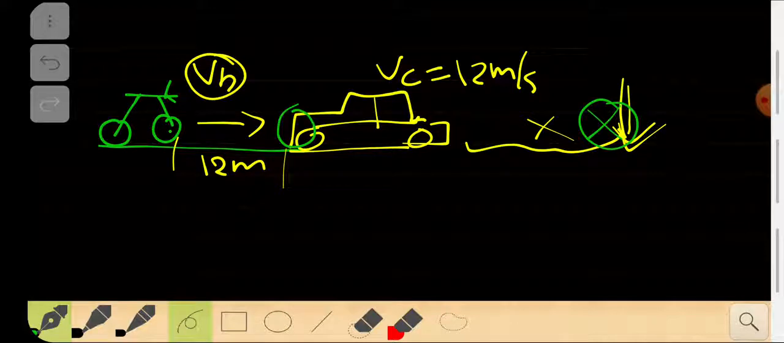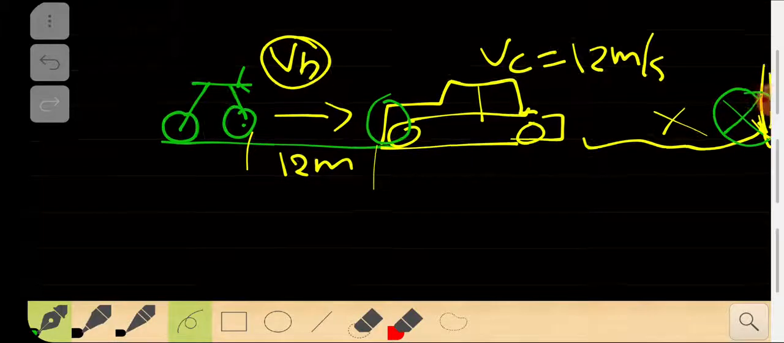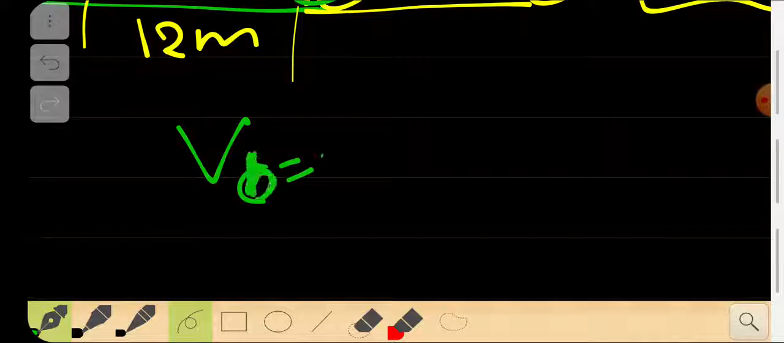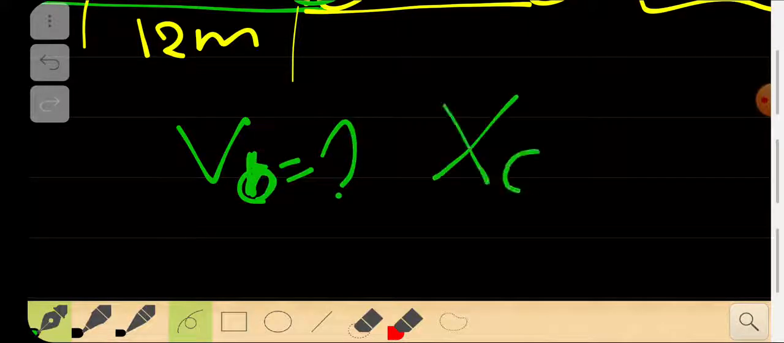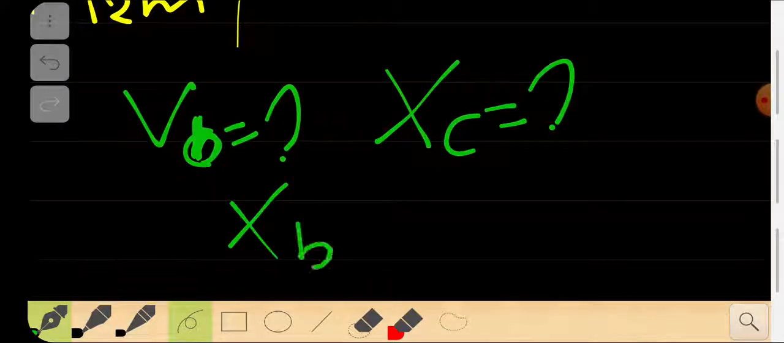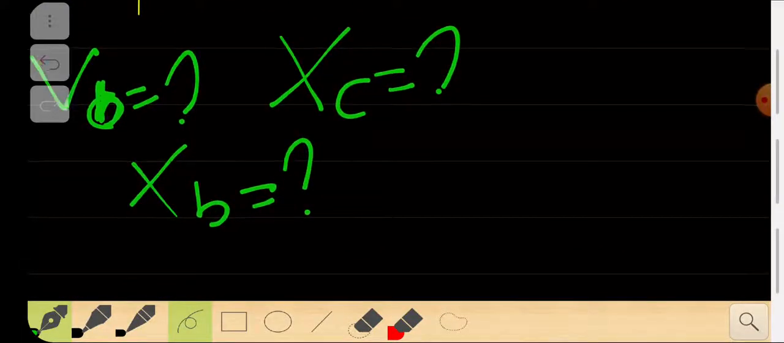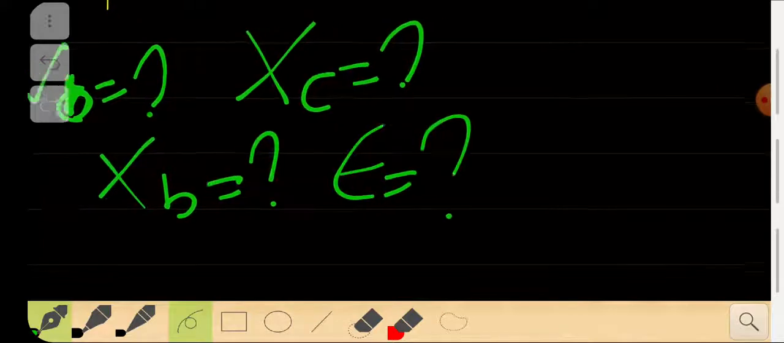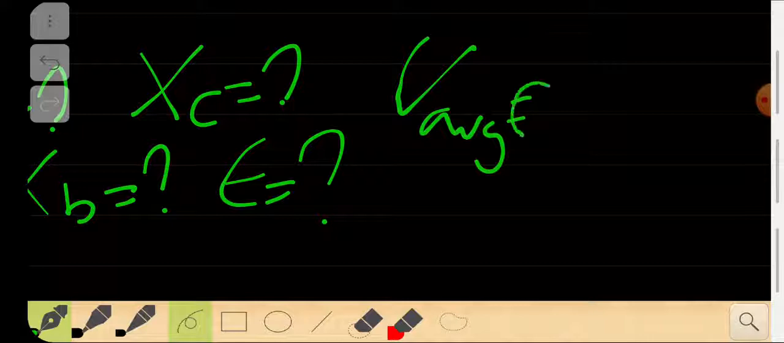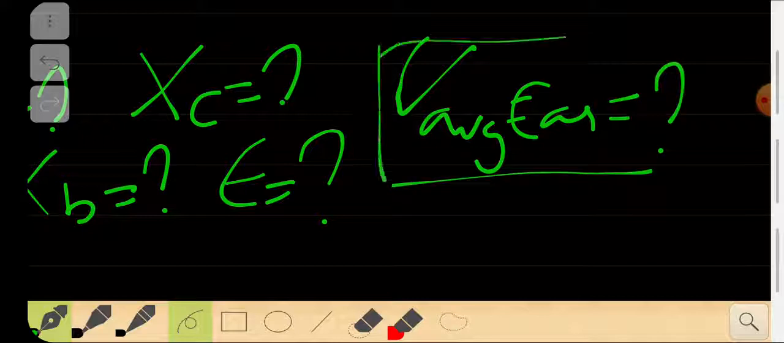The intention here is to find out the velocity of the bicycle, then the distance traveled by the car, the distance traveled by the bicycle, the time taken for collision, and also the average velocity of the car during that period. That's the whole thing that we need to find out.